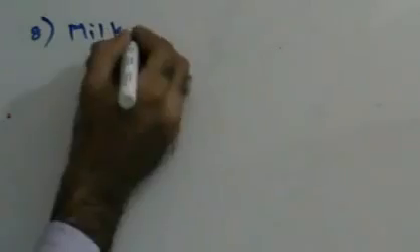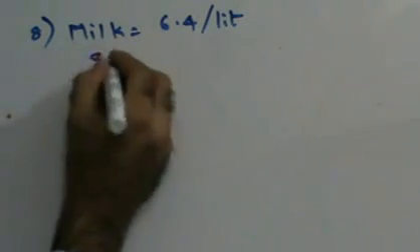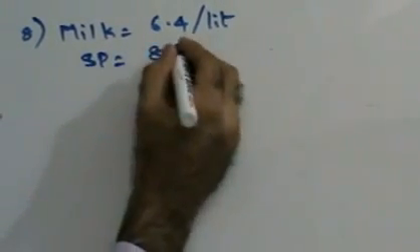A dairyman pays rupees 6.4 per liter of milk. He adds water and then sells the mixture at 8 rupees per liter, thereby making a 37.5% profit. Find the proportion of water to milk.